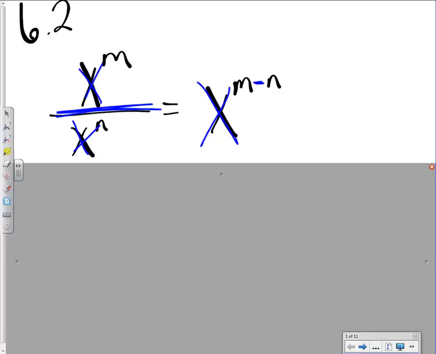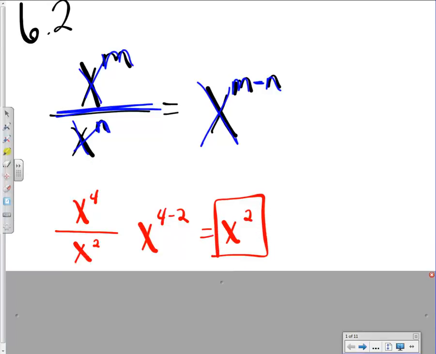I want you to see that the m on the top goes first on the left because we read from top to bottom and we also read from left to right, and the n that's on the bottom goes second in the subtraction problem. It does matter what order you put them in, okay?